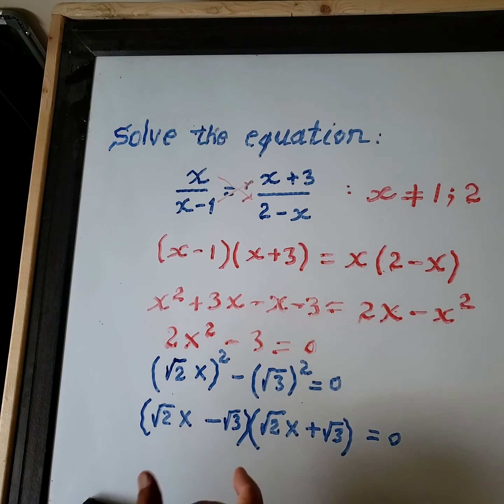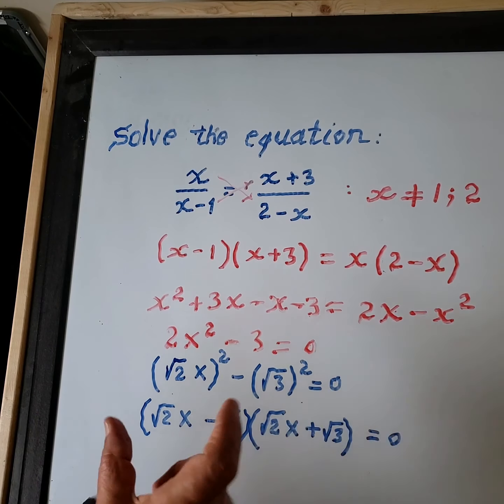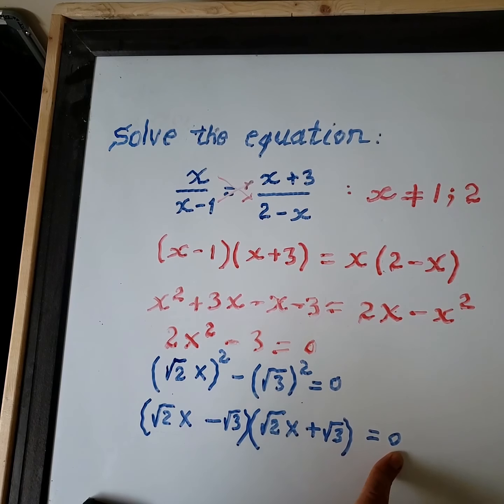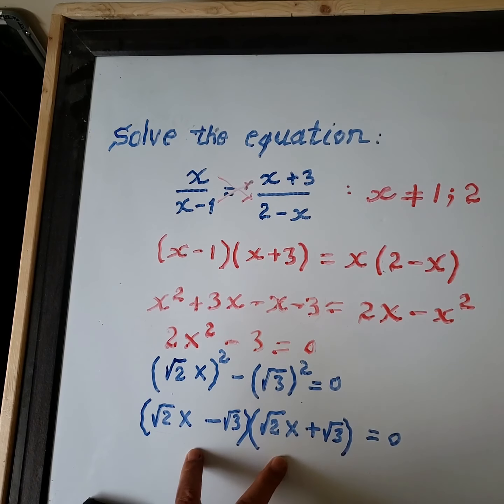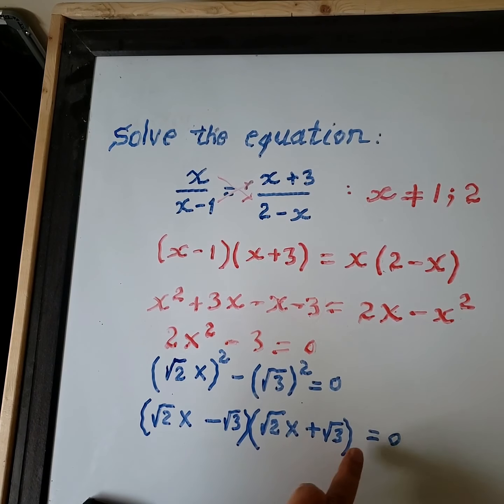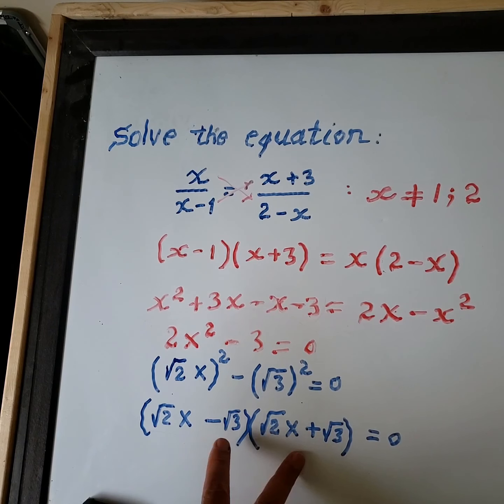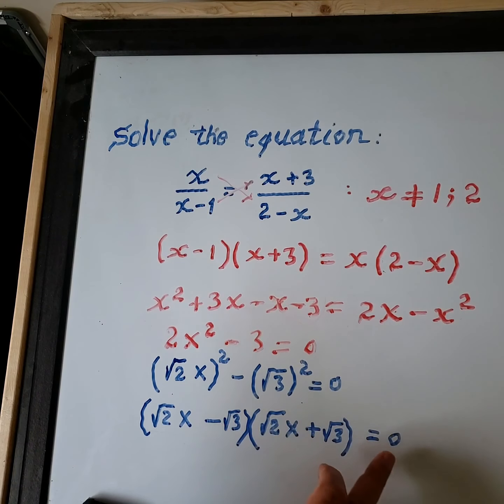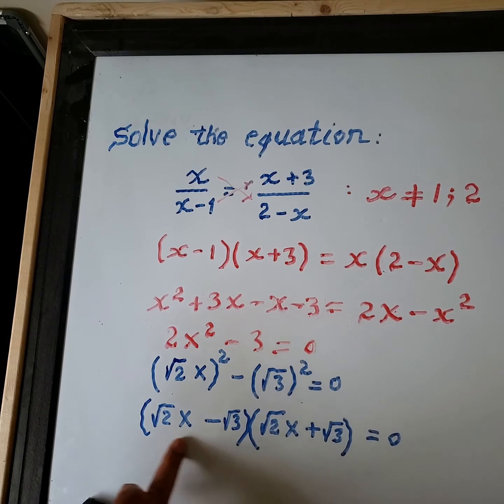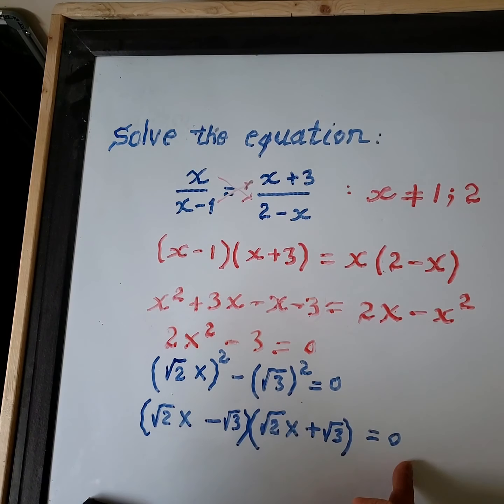After that we will take each bracket and make it equal to 0, because when we multiply two quantities and the result is 0, that means either one bracket is equal to 0 or both are equal to 0. So we'll take each one and make it equal to 0 to find the value of x.